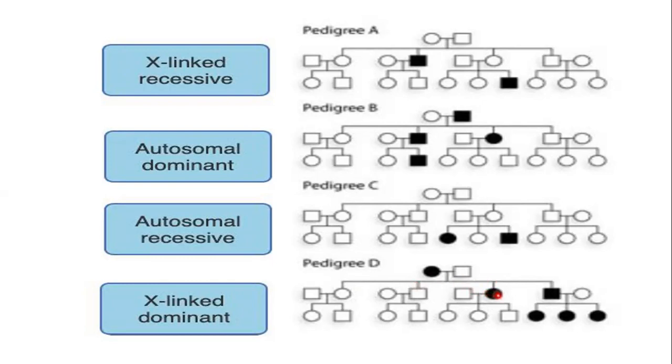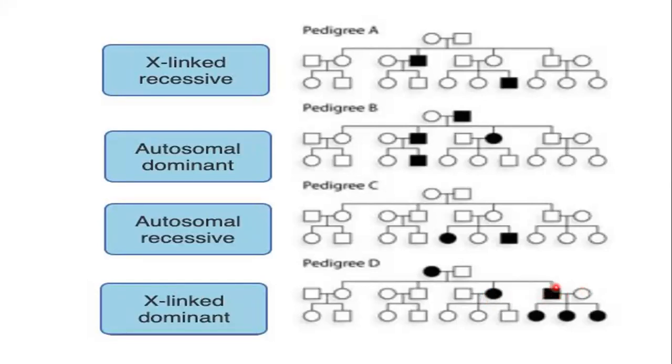So here, a female is affected in the second generation. She further married a normal male, and all of their children are normal. So it means these children did not receive a dominant copy from the mother. They receive a normal or the recessive copy from the mother. So it means the mother is present in heterozygous condition.